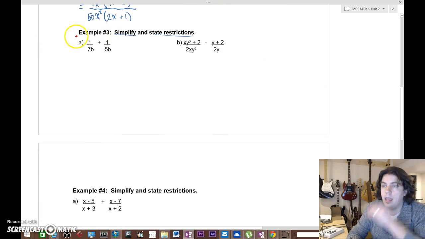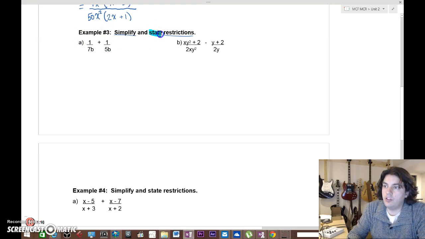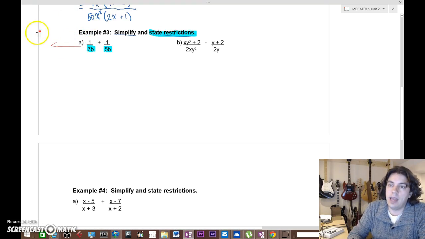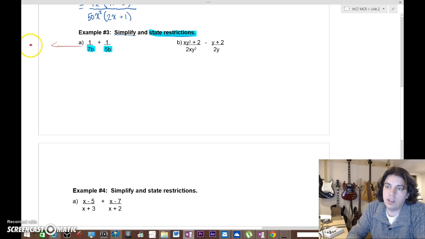So here we are with example 3, question A, and we have a fraction plus a fraction. Now the first thing you may remember is we said that we like to check for restrictions right at the beginning. And here we have 1 over 7b and 1 over 5b. What can b not equal? Well, we can never divide by 0. And since we can never divide by 0, we need to make sure neither bottom equals 0. If I make b equal to 0, 7 times 0 is 0, so that's a restriction for this. And 5 times 0 is 0, so that's also a restriction for this. So in this case, b cannot equal 0.